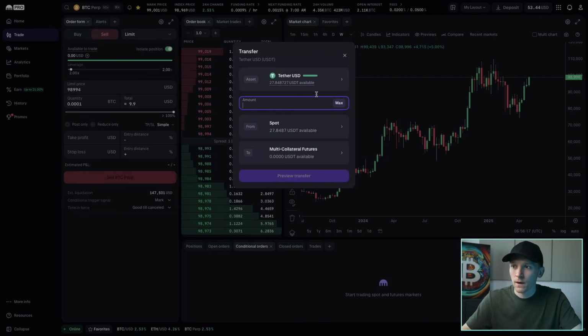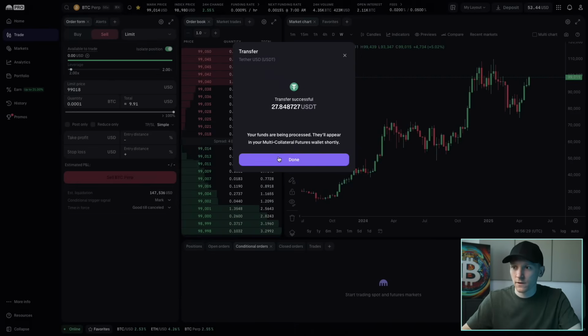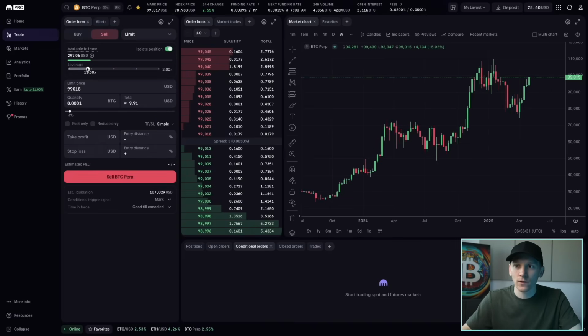So I'll press tether, I'll press max. That sends it from our spot account here into our multi-collateral futures. So preview transfer, okay. That's an internal transfer, so it doesn't cost anything, and it's immediate, as you can see. So now we have some assets in our account to trade with.